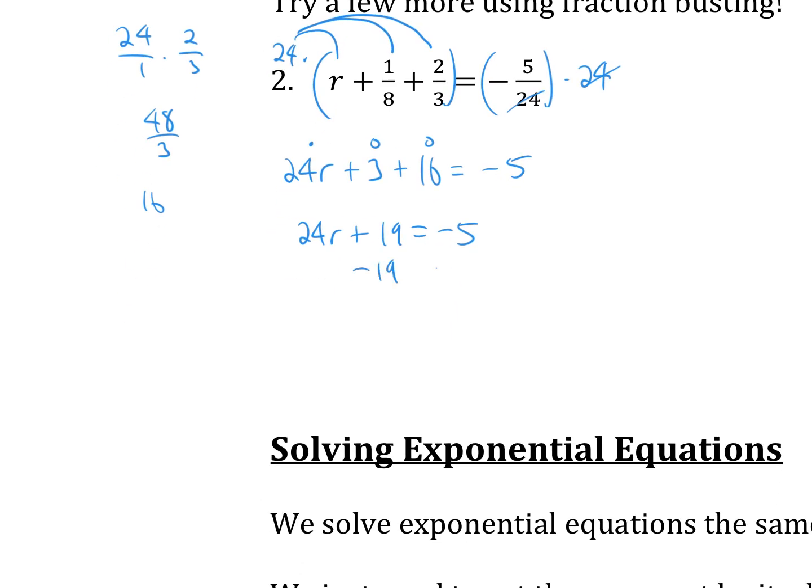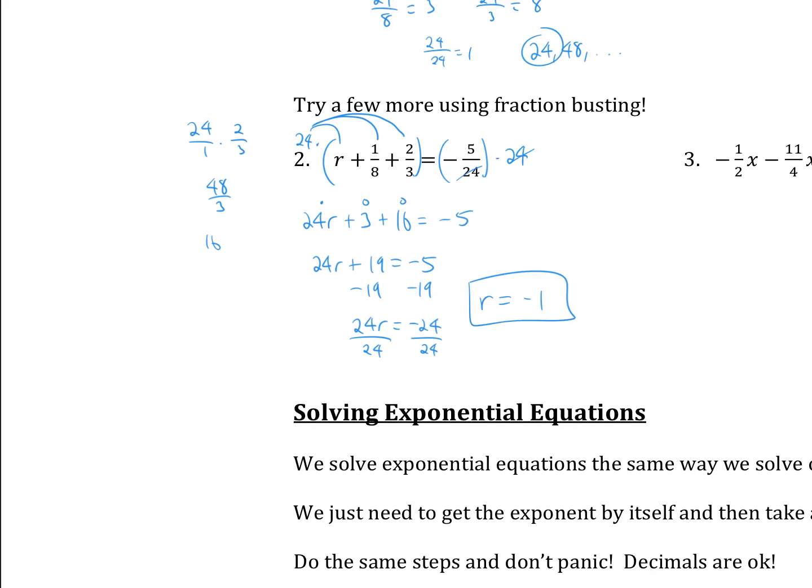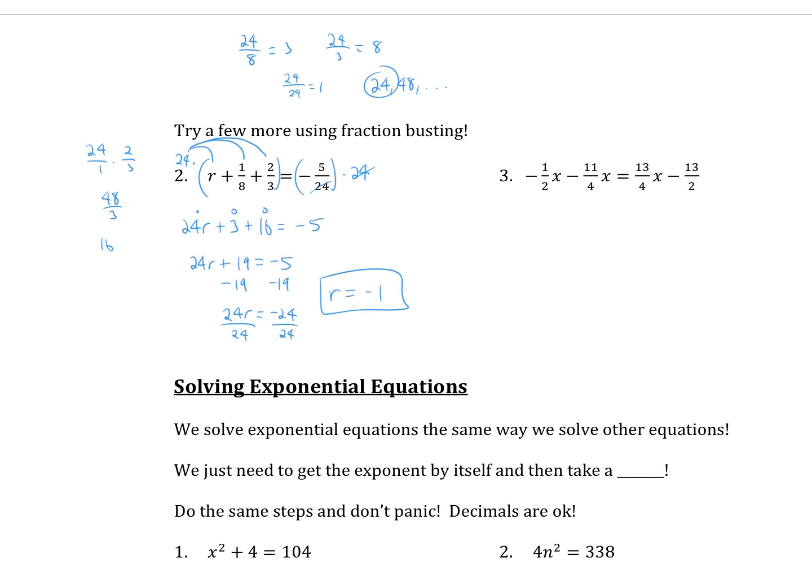Subtract 19. 24r equals negative 24. Divide by 24. R equals what? Negative 1. Nice. All right, why don't you guys go ahead and try number 3. It's still going to be kind of weird if you haven't seen this before, but give it a try.